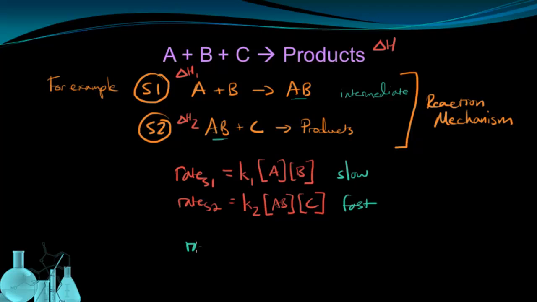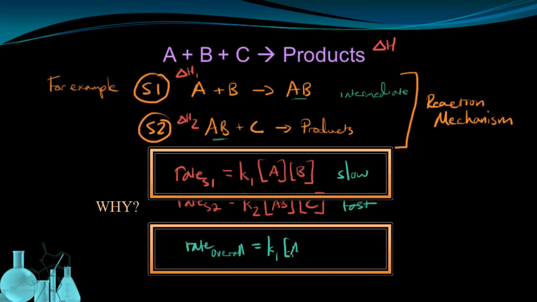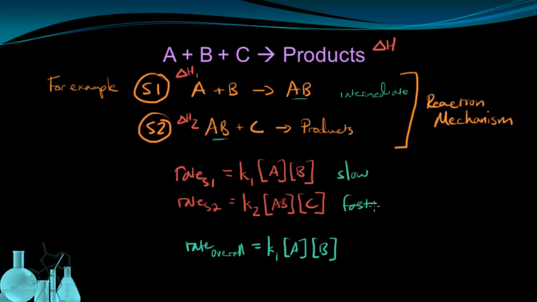That means the overall rate, or the rate of the overall reaction, A plus B plus C yields products, is equal to K1 times A times B. The reaction can only go as fast as its slowest step, and that gives this step a special name. This is the rate limiting step.